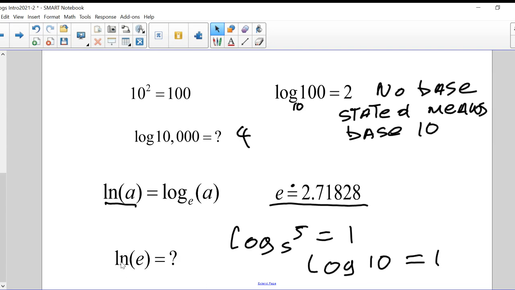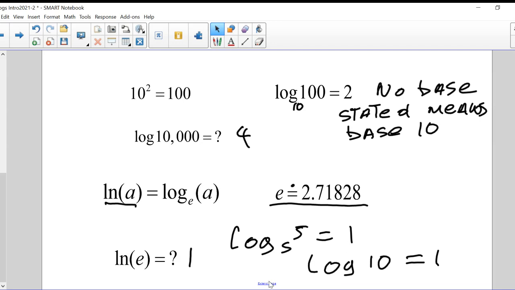So since we're saying that the ln is base e, the base e log of e is in fact equal to 1. So you're right about that, and Joel is right about that, and Jeremy is right about that. If this base matches the thing that you're trying to find the log of, the answer is always going to be 1.